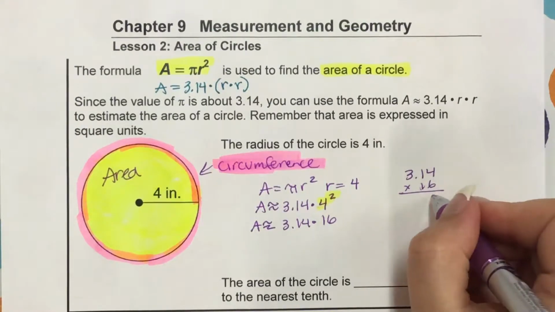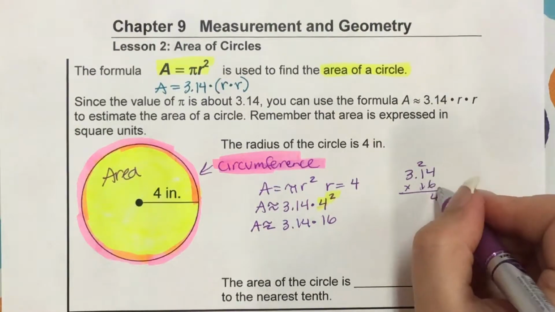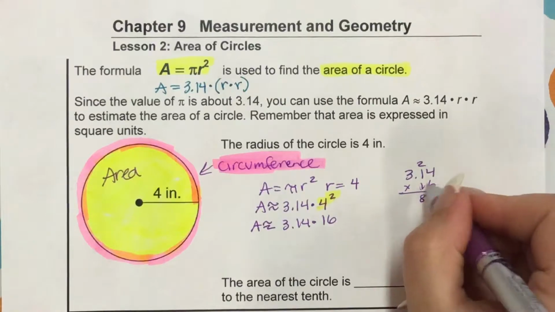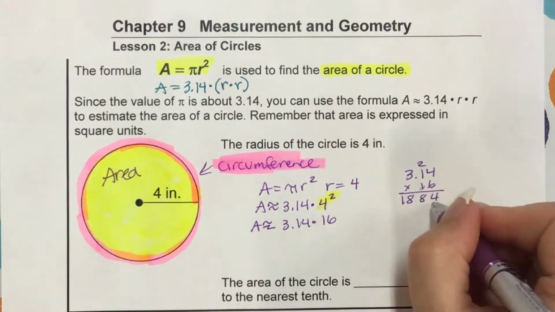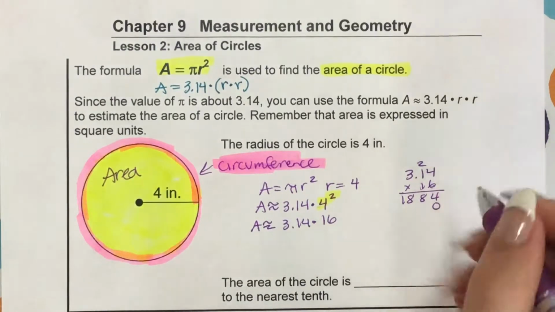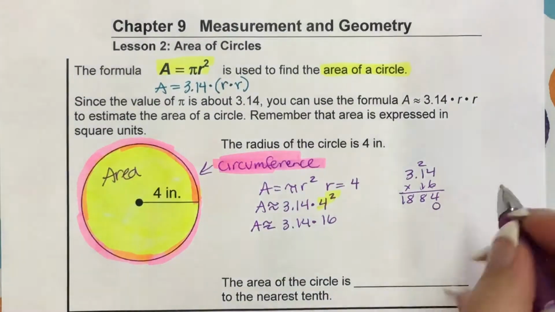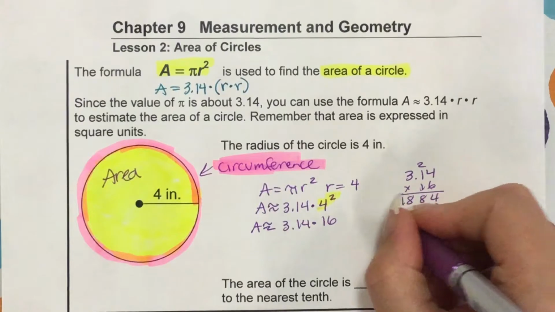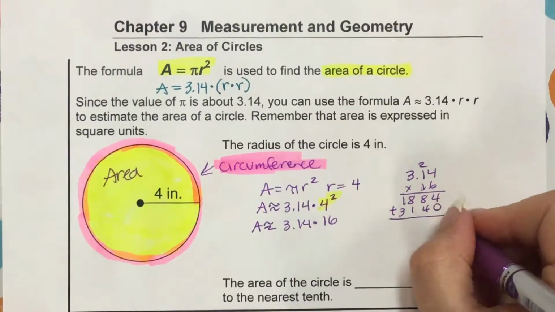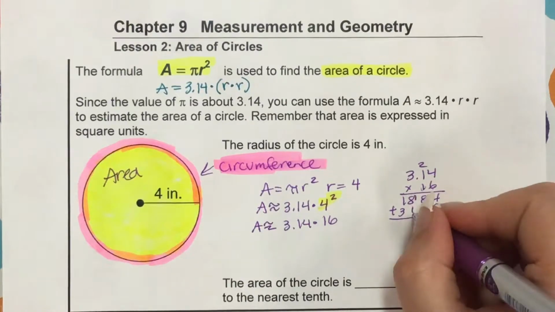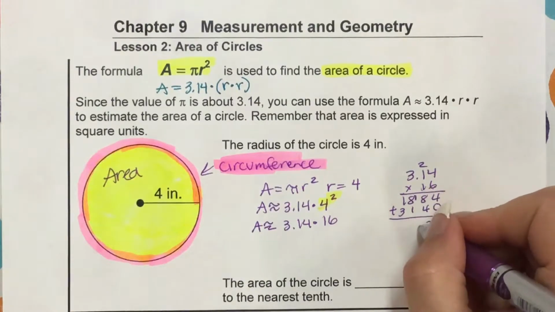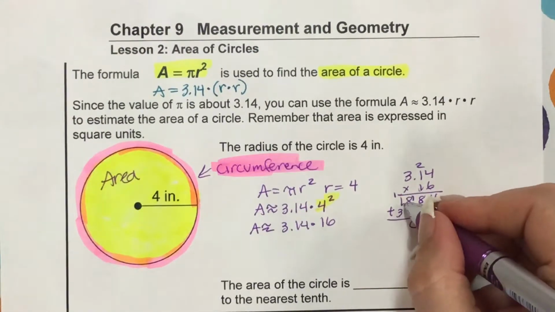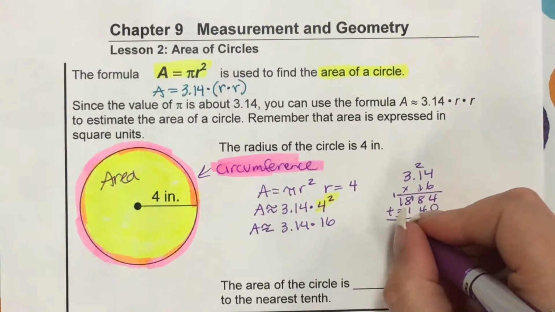6 times 4 is 24. Write the 4, carry the 2. 6 times 1 is 6, plus 2 is 8. 6 times 3 is 18. And now I'm in the 10 spot, so I need to put a 0 there. And 1 times 4 is 4. 1 times 1 is 1. 1 times 3 is 3. We add. 4 plus 0 is 4. 8 plus 4 is 12. Write the 2, carry the 1. 1 plus 8 is 9, plus another 1 is 10. So write the 0, carry the 1. 3 plus 1 is 4, plus another 1 is 5.